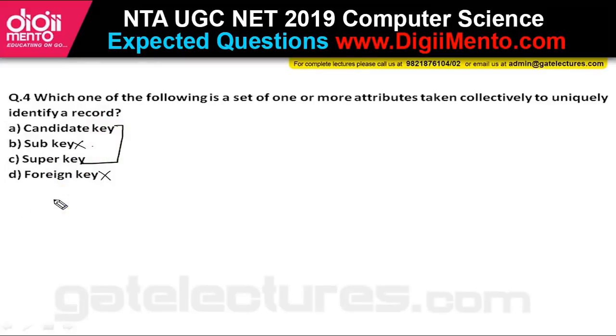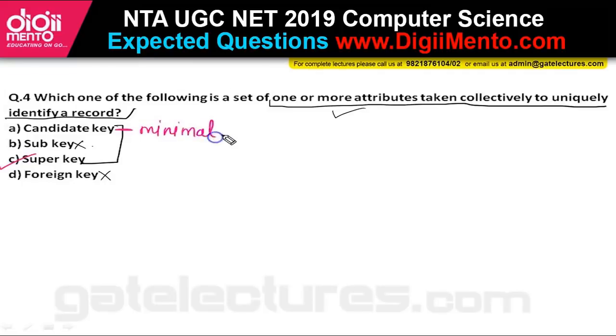There is always confusion between these two options, but look at the question very carefully. They are saying a set of one or more attributes taken collectively to uniquely identify a record. Both candidate key and super key uniquely identify a record, but it is a super key which adds more and more attributes to it to form a unique record. The answer would be candidate key if they had asked about the minimal key to uniquely identify the record. These are a few keywords you need to remember. When they talk about minimal, the answer should be candidate key, but they are saying one or more attributes taken collectively, so only super key is the answer here. Don't get confused.